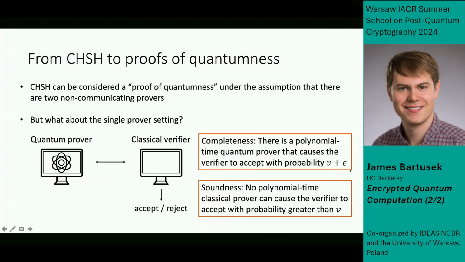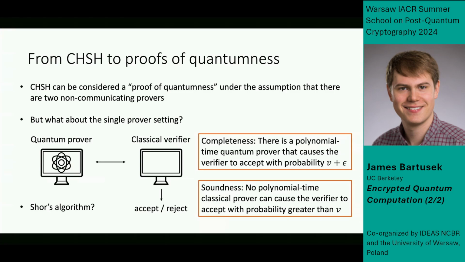So if we can achieve this completeness and soundness, then basically we have this gap of epsilon, which tells us that if the prover is winning with this larger probability v plus epsilon, then they really must be doing something quantum. All right. So the question is, can we design a proof of quantumness protocol in this single prover setting? And it's been known essentially that we can ever since the 90s.